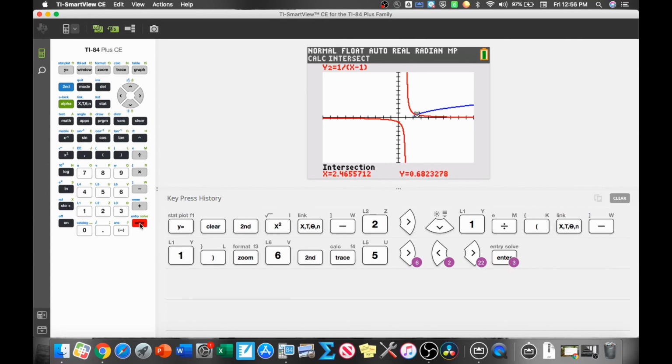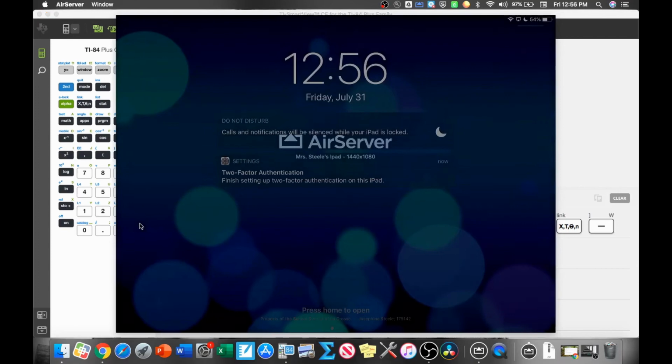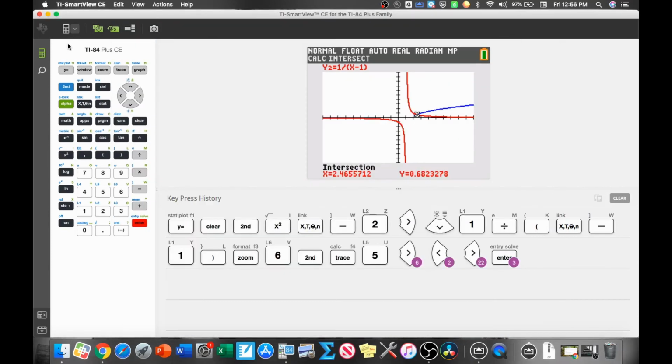And there it is. Our intersection is at x equals 2.4655712 with a y value of 0.6823278. Whew, lots of decimal places there. Remember that when we are seeking an intersection point, or we're seeking a root, or we're seeking a solution, it's always the x value of the ordered pair that we are looking for.